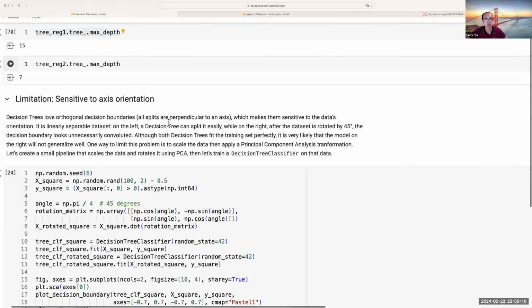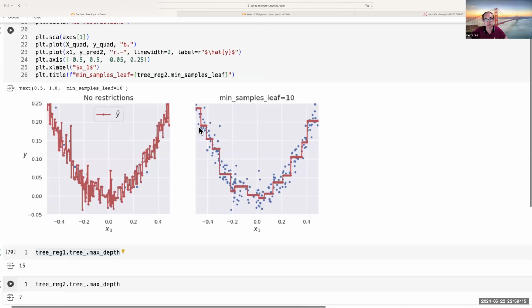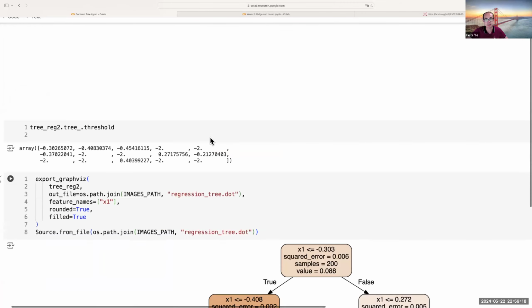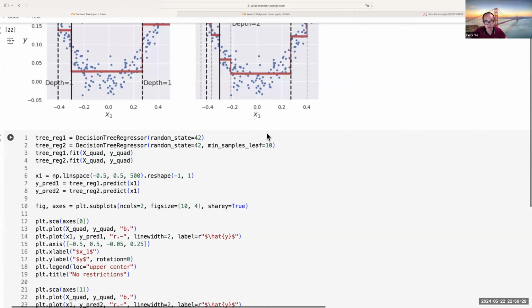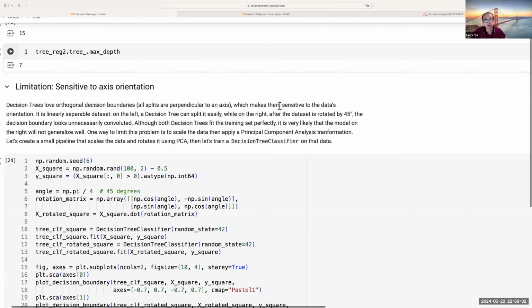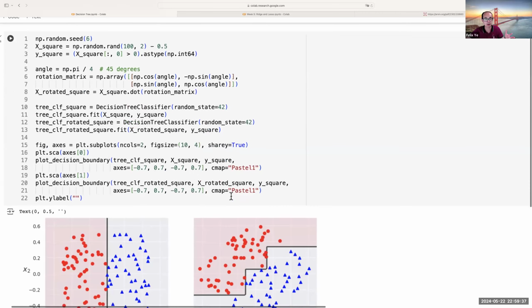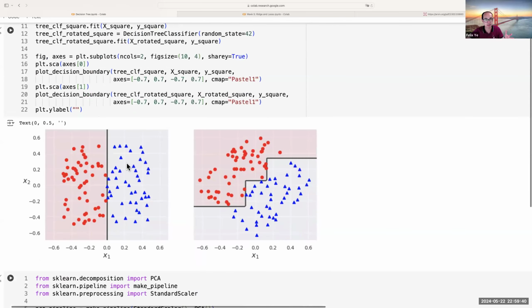As you can see here, every split is always perpendicular to a certain axis. If we check this boundary condition, it's always perpendicular to certain axes, either x1 or x2. So these are rules coming from what we have, which is very sensitive to the data orientations. For example, if the data is linearly separable, all we need to do is just draw a straight line to separate the red points and the blue points.